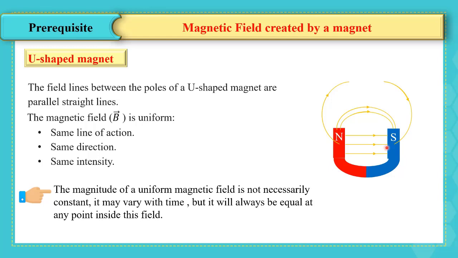Since the field lines are parallel and of same magnitude and direction at any instant, we must note that the magnitude of a uniform magnetic field is not necessarily constant. It may vary with time, but will always be equal at any point inside this field.